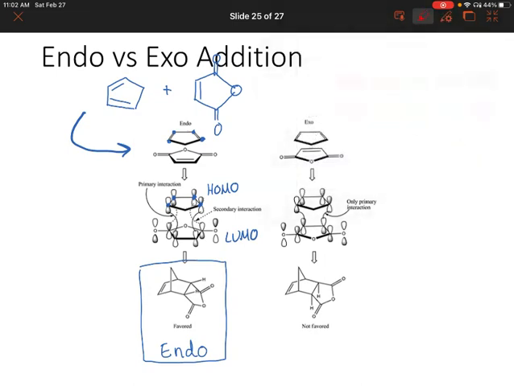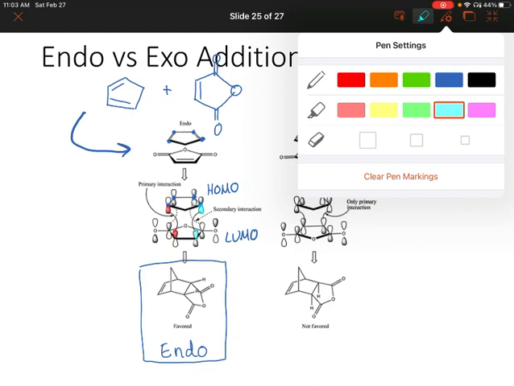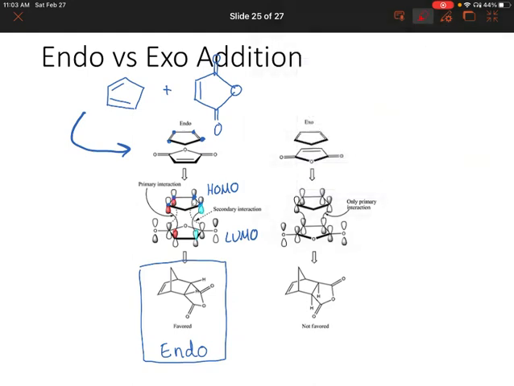And then also notice that we have overlapping between the red lobes and then overlapping between the blue lobes, which is what we want. But look in the back. So if we look at the back, we can see that those red lobes are overlapping with the electron withdrawing groups. Same for the blue lobes. So we have two interactions.